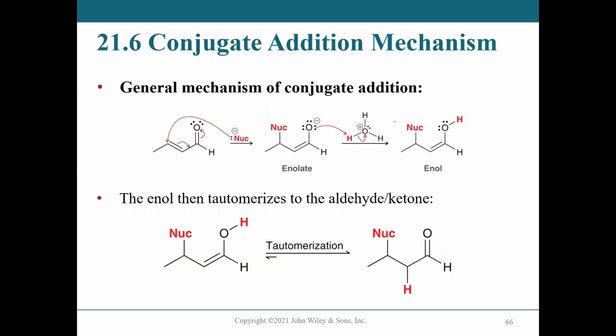And they go over a general mechanism for the conjugate addition right here, where the nucleophile, if it attacks at this beta position, then we have an enolate followed by an enol. The enol then tautomerizes to the aldehyde ketone. And notice that it wants to mainly stay in this position right here. Obviously, there'd be a proton transfer.